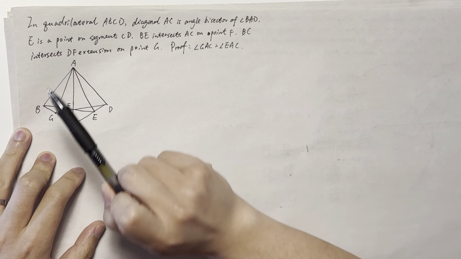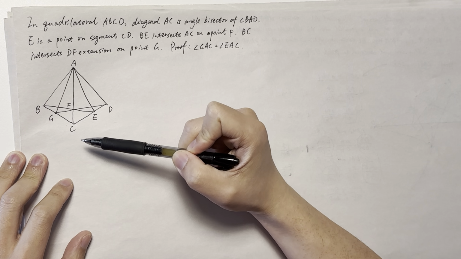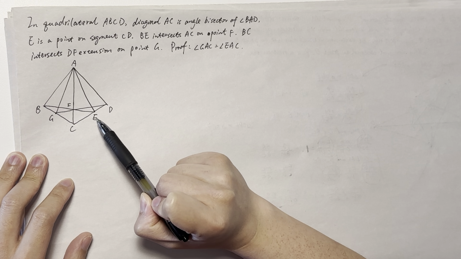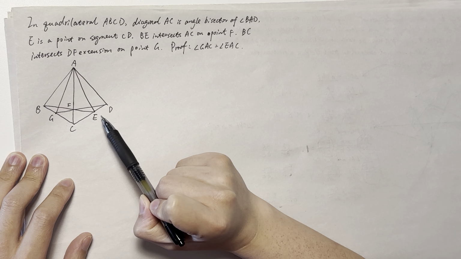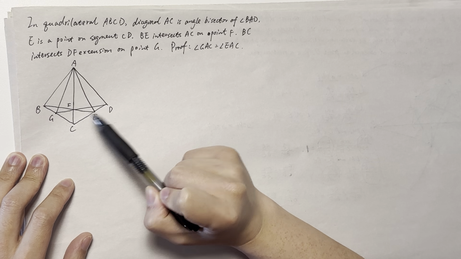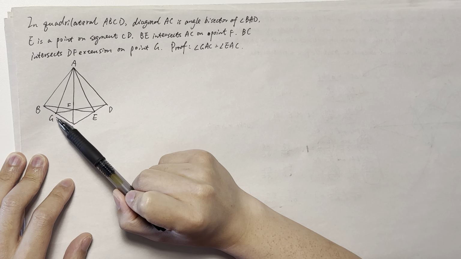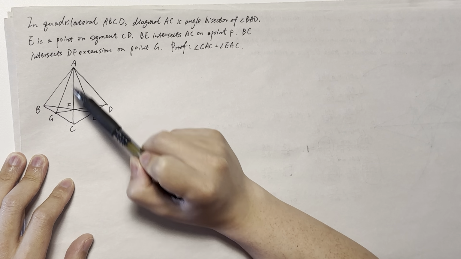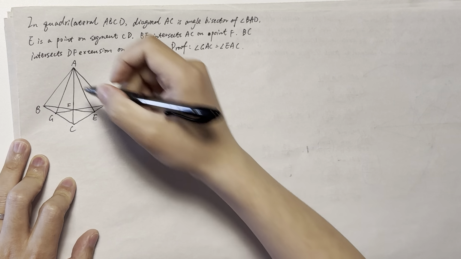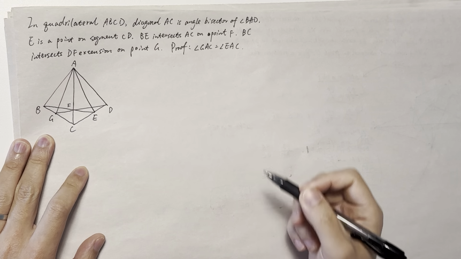So this problem is saying in quadrilateral ABCD, diagonal AC is the angle bisector of angle BAD. E is a point on segment CD. BE intersects AC at point F. BC intersects the extension of DF at point G. Proof: angle GAC equals angle EAC. So we want to prove angle GAC equals angle EAC.